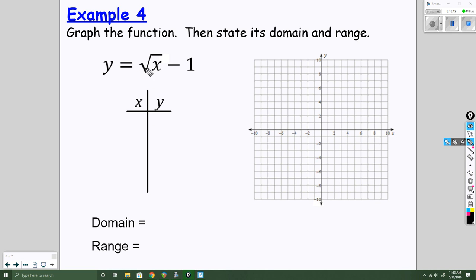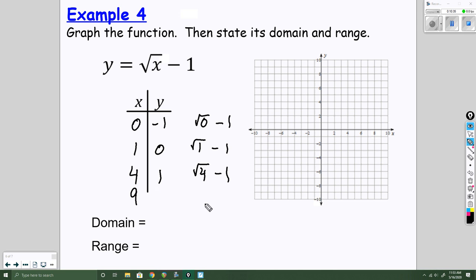All right, now you should know what to expect here. That minus 1 is happening to the overall function, so that means we're going to have some decrease in the range. Okay, so we're going to plug 0, 1, 4, and 9 in. Okay, and then we have the square root of 0 minus 1, which is -1. The square root of 1 minus 1, which is 0. The square root of 4 minus 1, which is 1, and then the square root of 9 minus 1, which is 2.